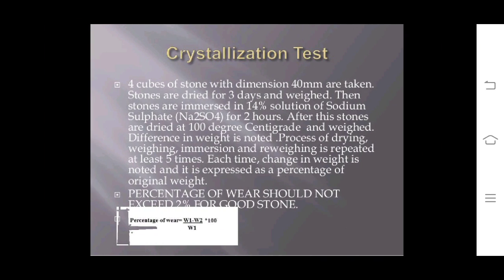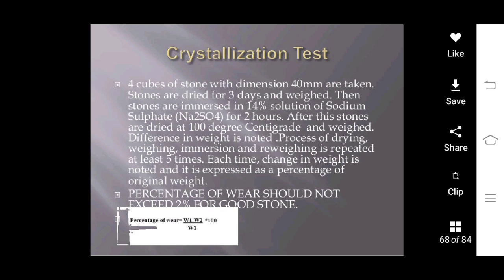Crystallization test. 4 cubes of stone with dimension 40 mm are taken. Stones are dried for 3 days and weighed. Then stones are immersed in 14% solution of sodium sulfate, that is Na2SO4, for 2 hours. After this stones are dried at 100 degrees centigrade and weighed, difference in weight is noted.